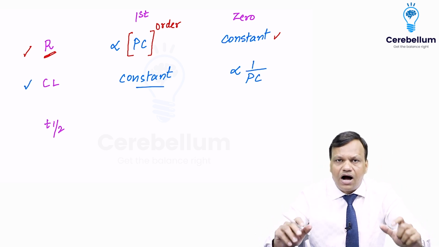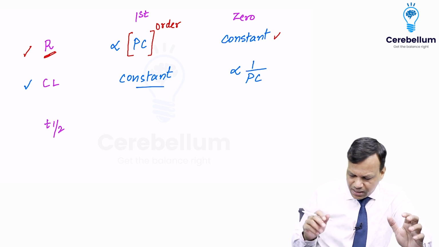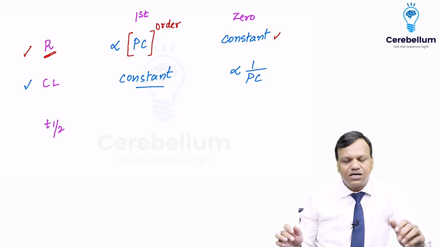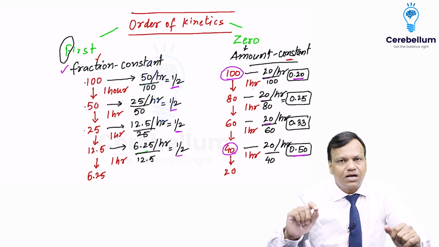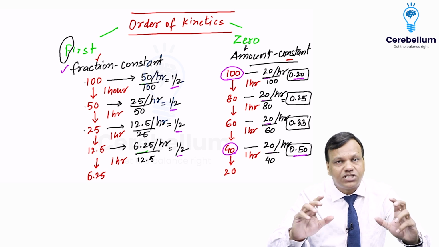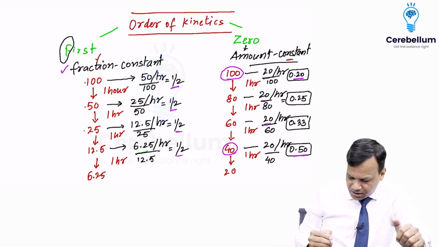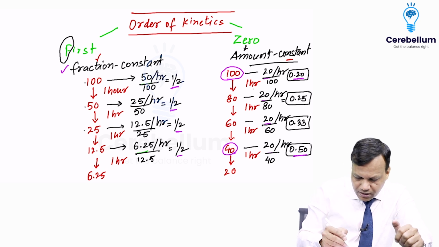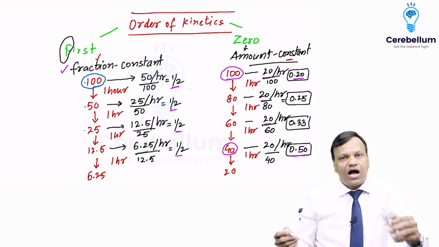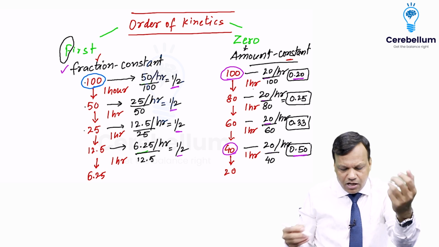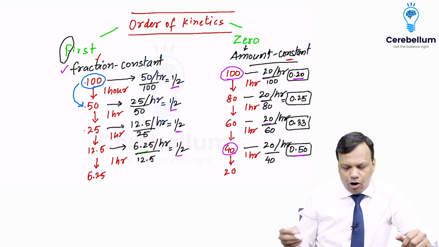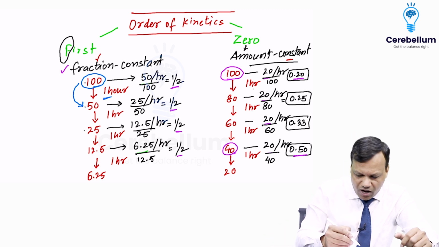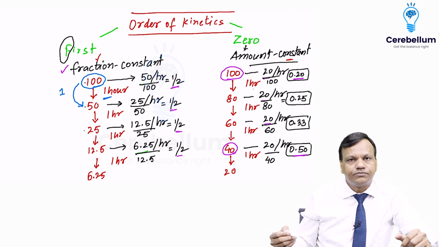Third, coming to half-life. What was half-life? It is the time in which plasma concentration becomes half. So if we want to make plasma concentration half, how much time will be taken? If we see the reaction here, from 100, half of 100 is 50. So the time it takes from 100 to 50 will be the half-life. And how much time does it take? 1 hour. So half-life here is 1 hour.